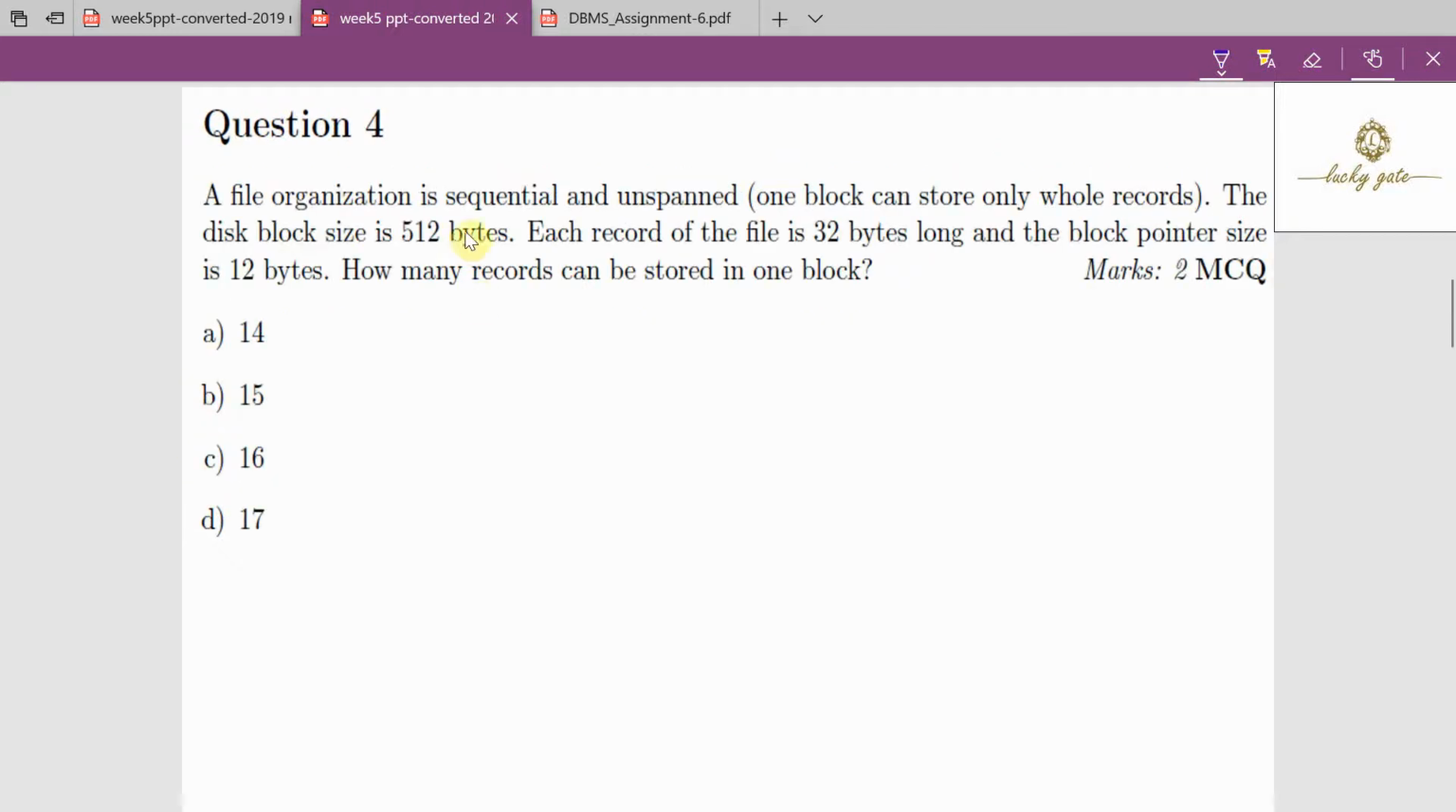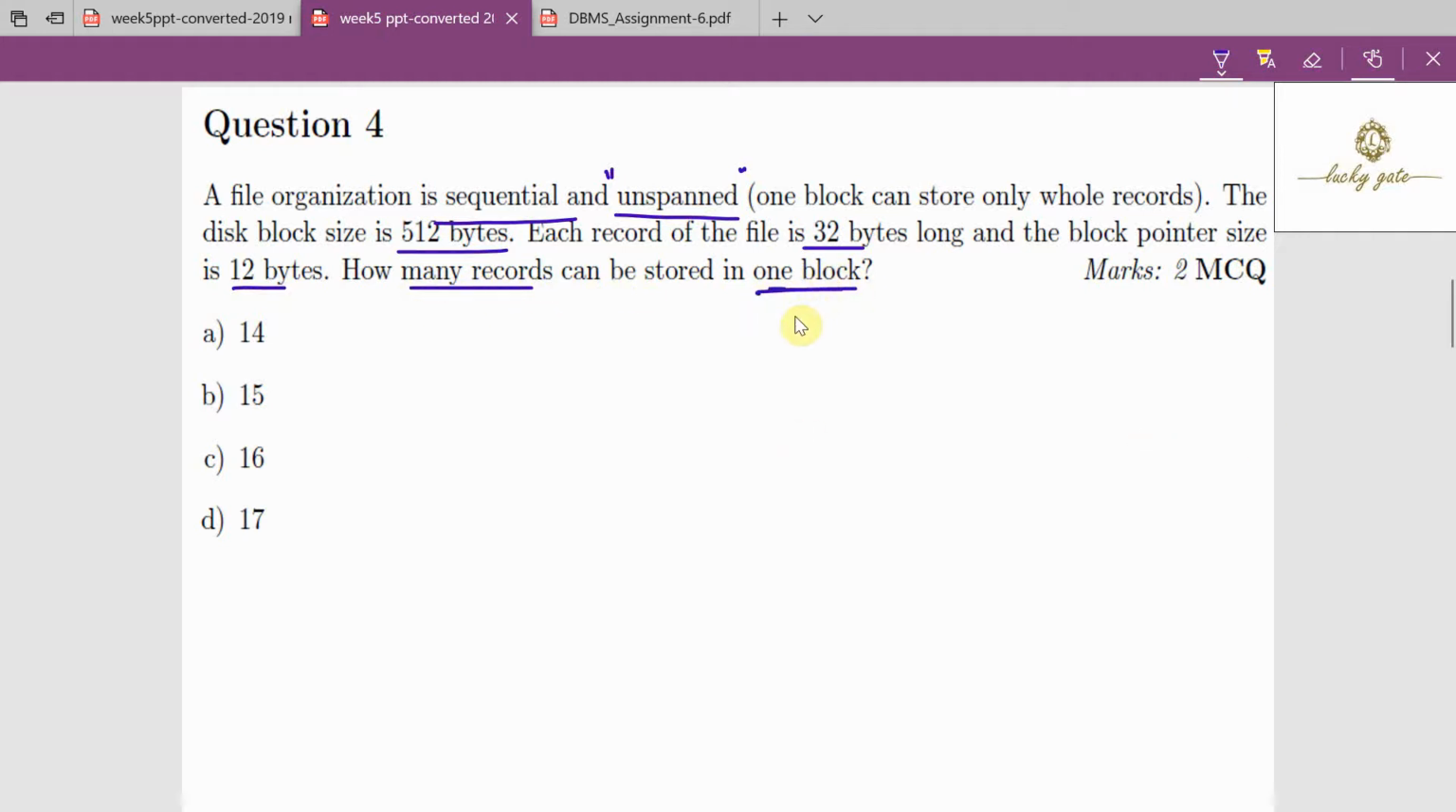Question number 4. The file organization is sequential and unspanned. That is, one block can store only whole records, but no part of records. If we store part of a record, we call it a spanned strategy. No part of a record, we call unspanned strategy. The disk block size is 512 bytes. Each record is of length 32 bytes, and block pointer size is 12 bytes. The question is, how many records can be stored in one block?